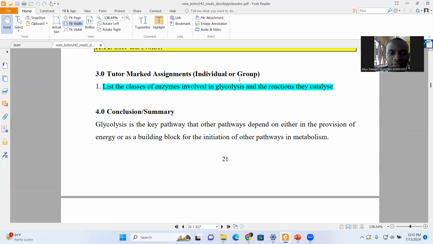Okay, so tutor marked assignments, individual or group. I think I'm going to make it an individual assignment. Of course, it's not very difficult. I want you to list the classes of enzymes involved in glycolysis and the reactions they catalyze. This shouldn't be difficult. So I hope you can submit these assignments to me by Wednesday, please. I'll post the assignment in the group, then I'll be expecting you to send it back to me.